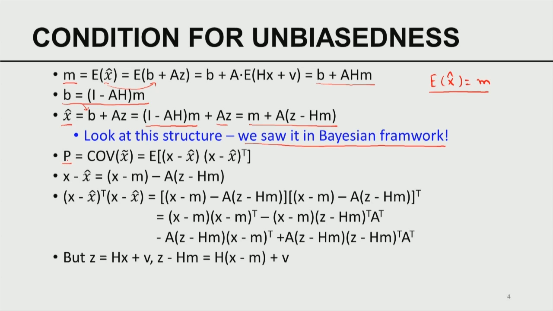Therefore, the covariance P of x hat is equal to the expected value of x minus x hat times x minus x hat transpose. I know the structure of x hat, so I can compute explicitly what x minus x hat is. If I substitute this structure in here, I get the error structure to be this. So that is the expression for the estimation error. It is this matrix whose expected value is P. So let us compute that matrix explicitly by substituting star in here.